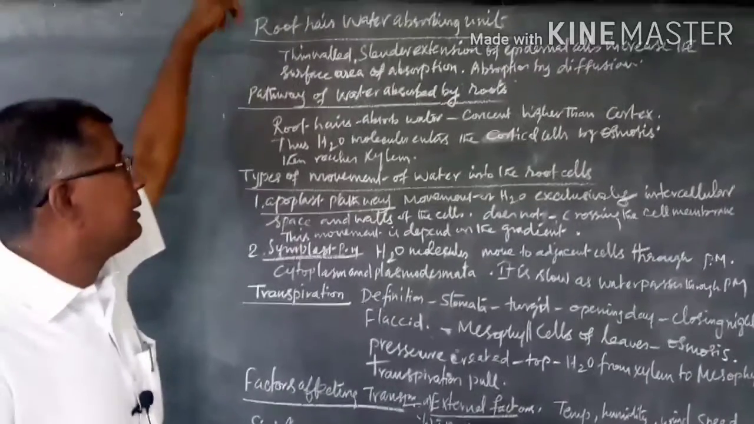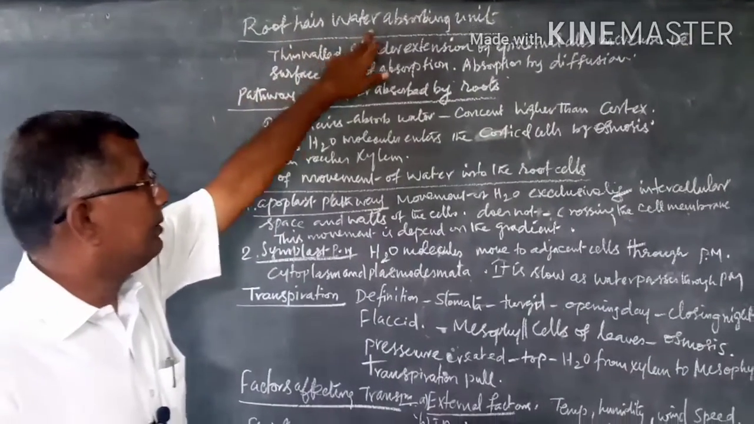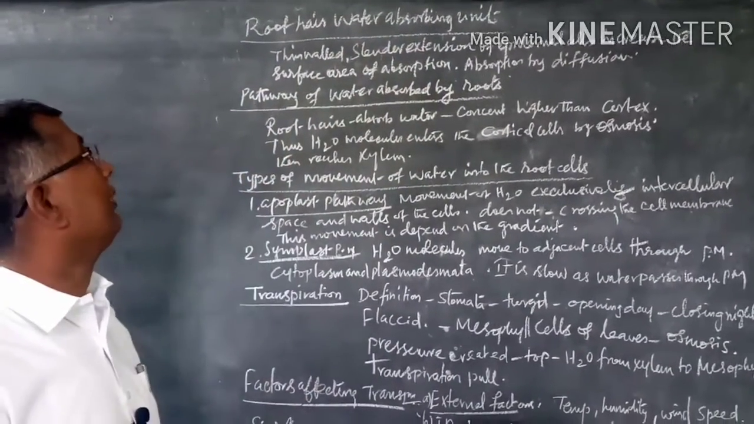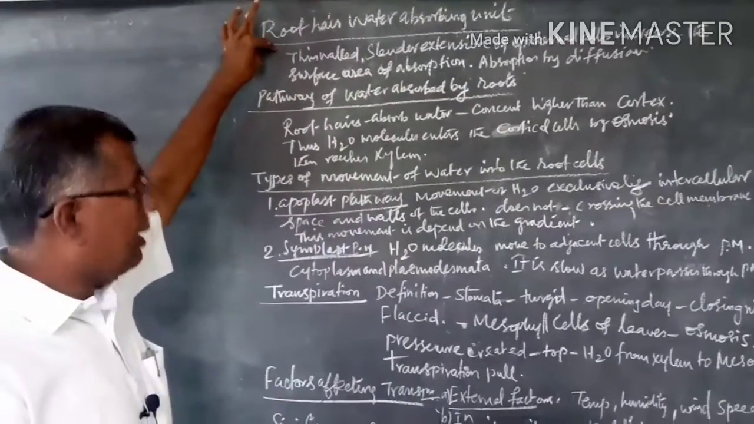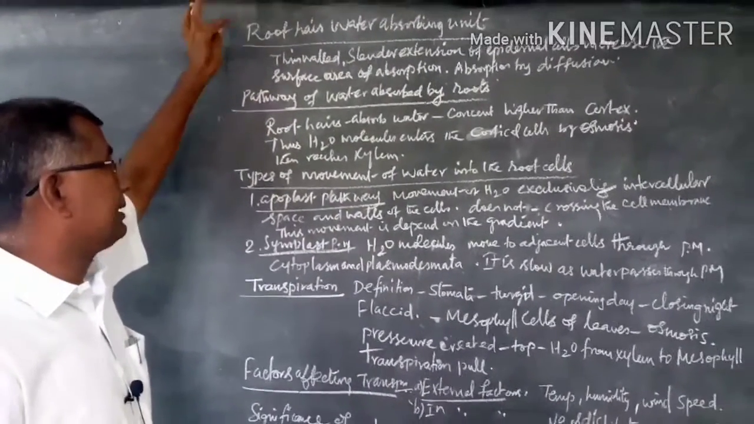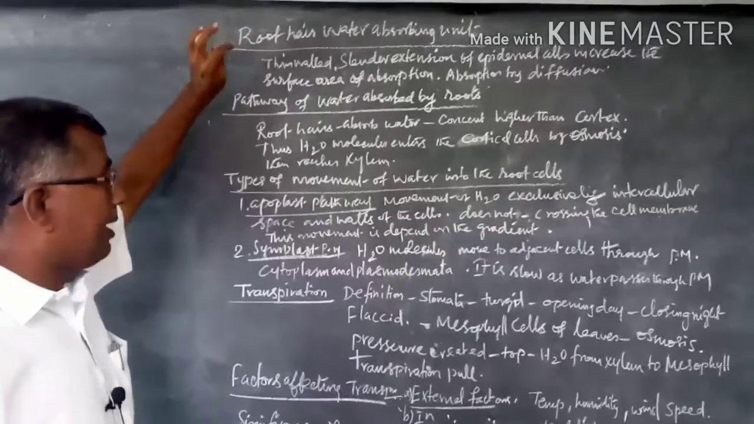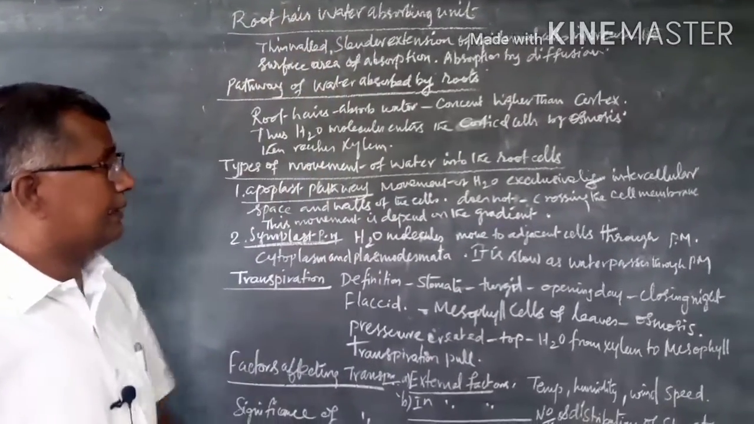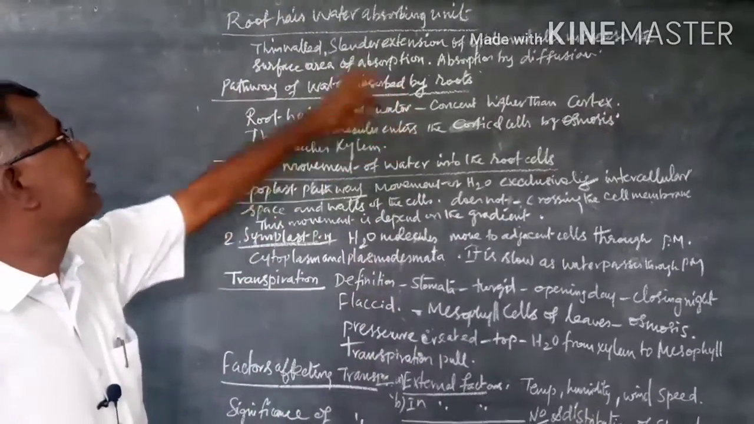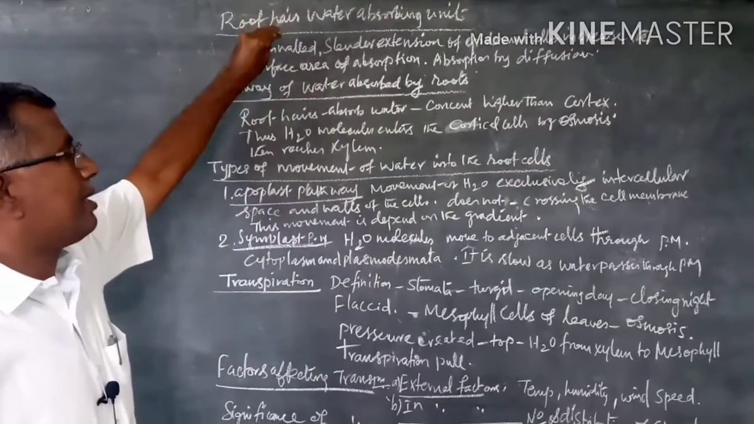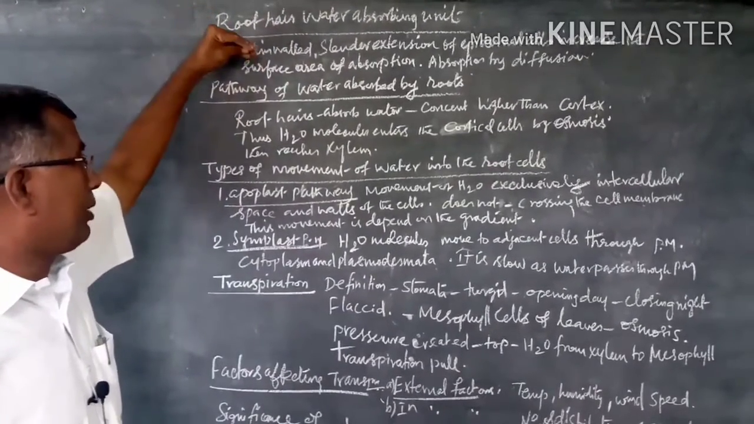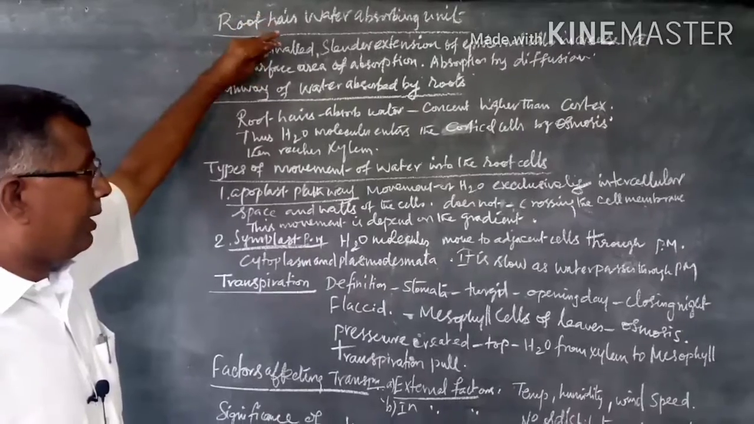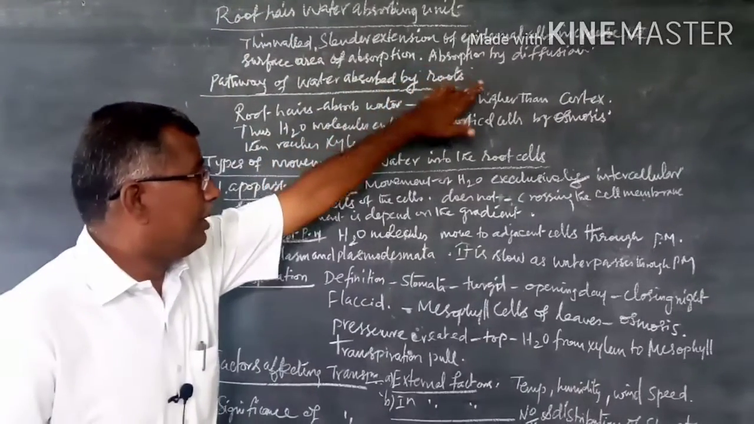Understand? Root hairs are the water absorbing unit. So there are numerous root hairs present in the plants. They are thin-walled cylindrical extensions of epidermal cells that increase the surface area of absorption. Understand? The root hairs absorb water by means of diffusion.